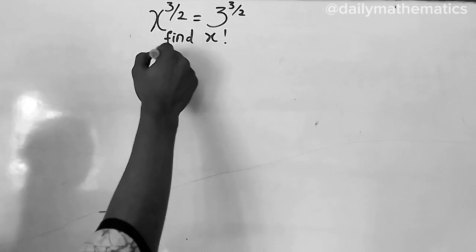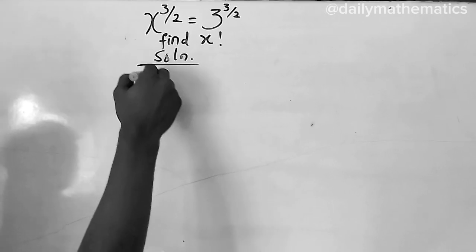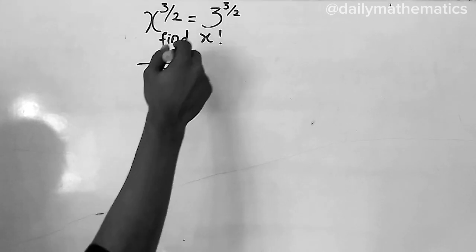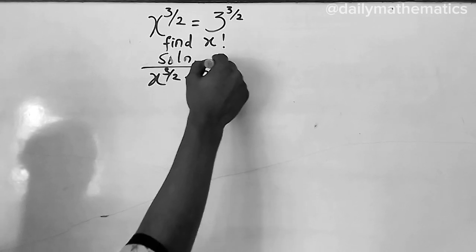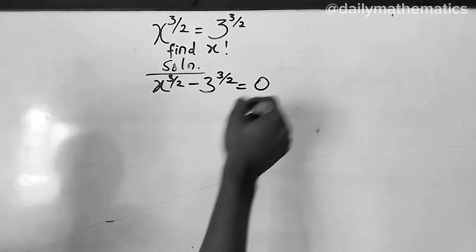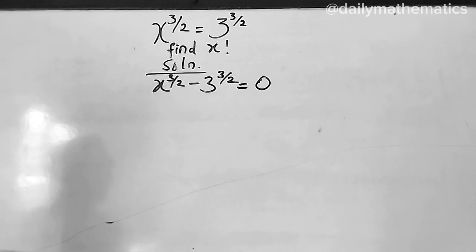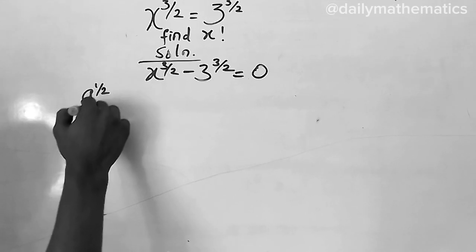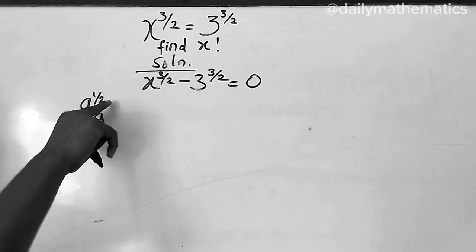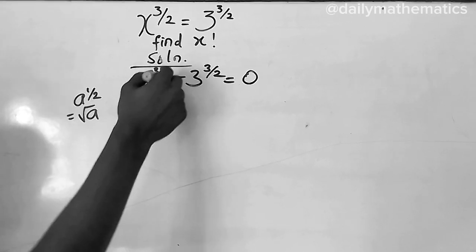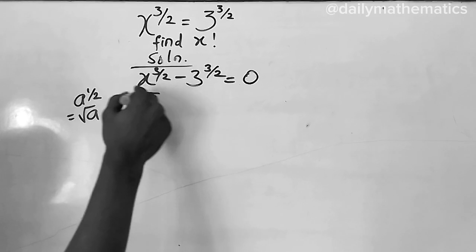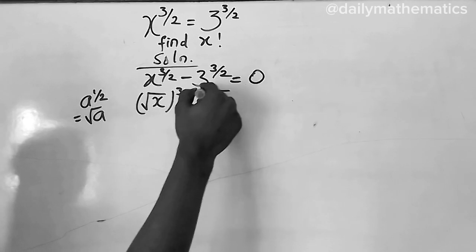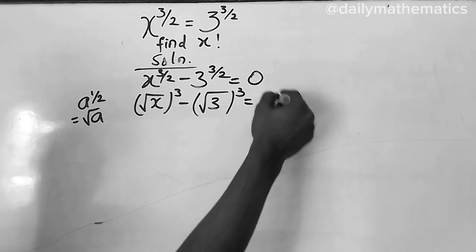Solution. So we have x raised to the power of 3 over 2. Now we want to bring this one to this side. When we bring it to this side, it becomes x raised to the power of 3 over 2 minus 3 raised to the power of 3 over 2 equals 0. Remember that whenever you have a raised to the power of 1 over 2, it's the same as writing the square root of a. So because this 2 turns to a square root, we'll have the square root of x raised to the power of 3 minus the square root of 3 raised to the power of 3 equals 0.